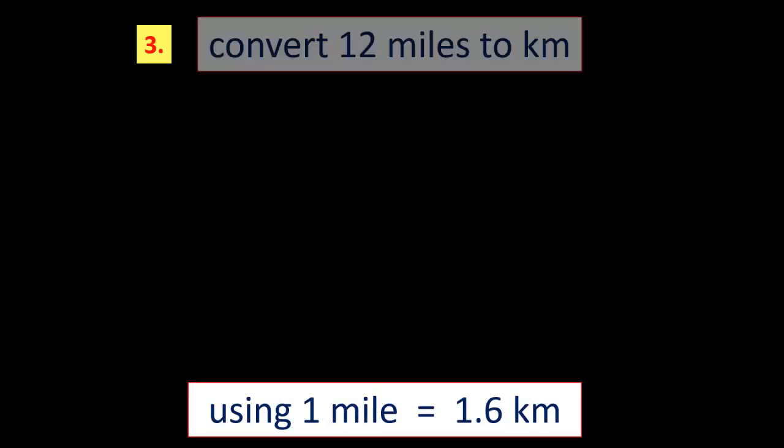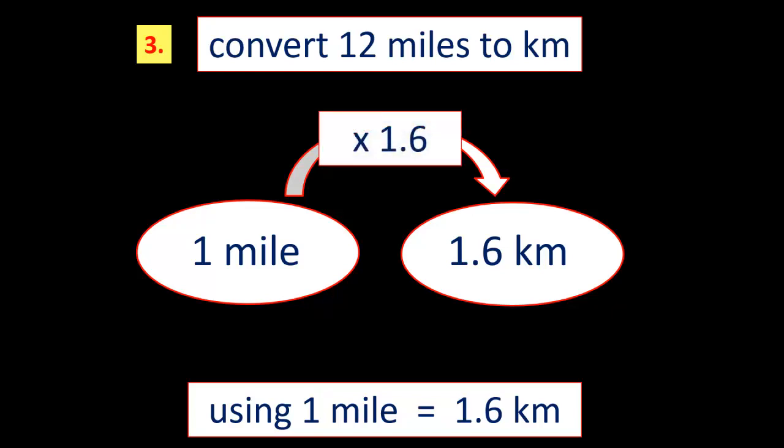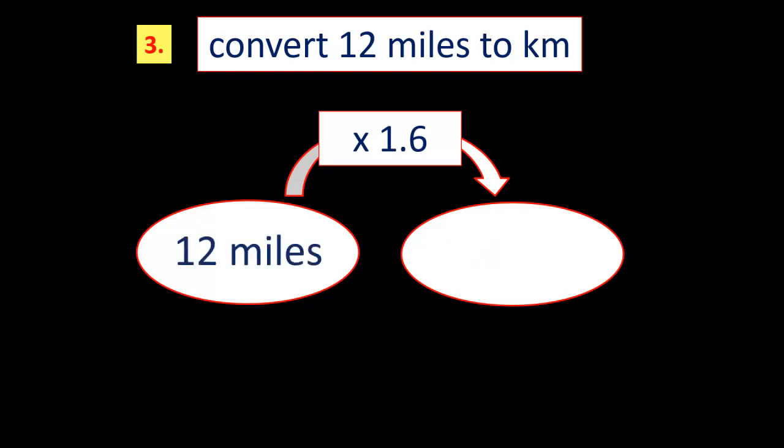Number 3, using 1 mile as 1.6 kilometres, convert 12 miles. We're making the number bigger, changing 1 into 1.6, so we're going to multiply. We're going from miles to kilometres, so for the same distance, we get a bigger number of kilometres than we do miles. So we've got 12 miles times 1.6, 19.2.